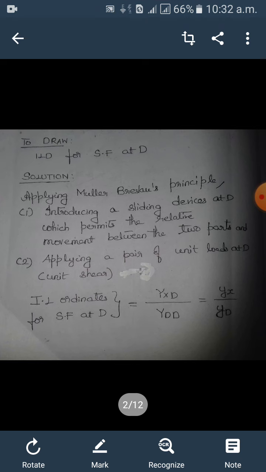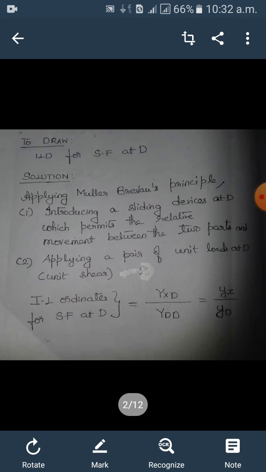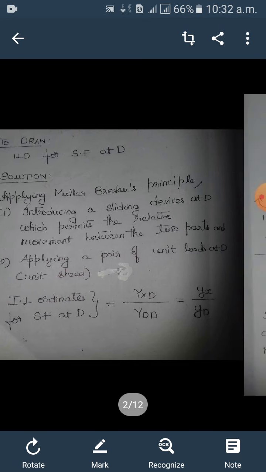And again we are going to apply the Muller-Breslau principle. The difference in this problem is that because we have to draw the ILD for shear force, we will not introduce a hinge, we will introduce a sliding device at D which permits relative movement of the two parts BD and DC. Then we apply a pair of unit loads at D, so unit shear. That is shown in the next diagram.